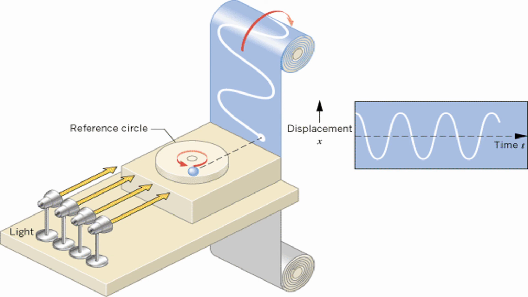A model can be helpful in explaining these characteristics. The model consists of a small ball attached to the top of a rotating turntable. The ball is moving in uniform circular motion, on a path known as the reference circle. As the ball moves, its shadow falls on a strip of film with paper.